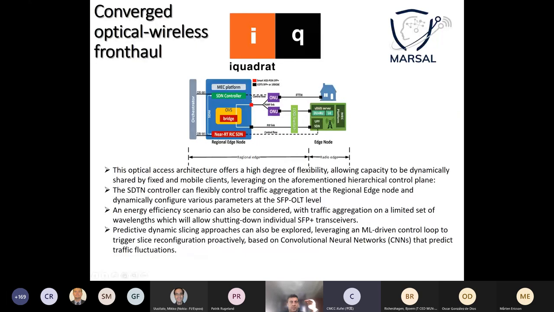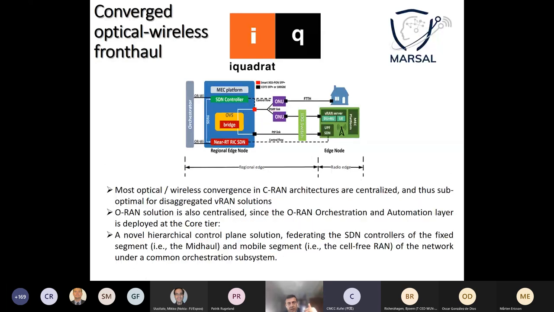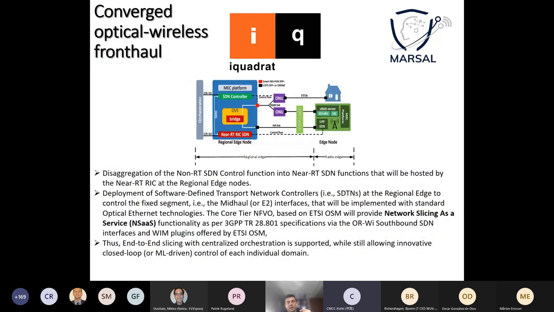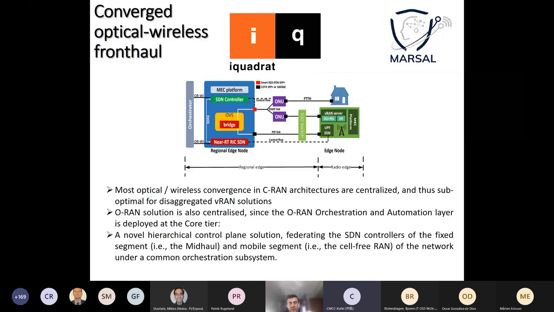So by considering this architecture that I mentioned earlier, going to the network management level, we envisage a new paradigm of the edge infrastructure based on the notion of elastic edge computing. Our work is motivated by the fact that the previous approaches targeting optical wireless convergence in previous projects in the CRAN are centralized, so they are suboptimal for our solution. Also, the O-RAN is centralized. The orchestration automation layers are deployed at the core tier.